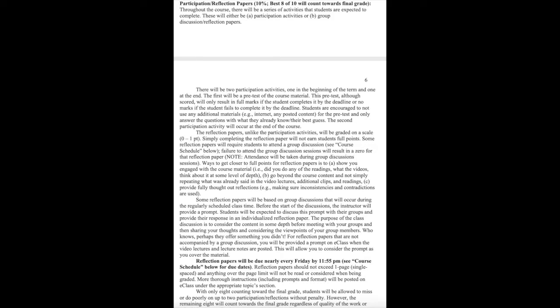Then you're going to display going beyond the course content. So not simply repeating what was said, but offering your own spin on it or your own understanding. And then lastly, provide some sort of fully thought out reflections. So this just means that you're not going to provide a bunch of words that have all these inconsistencies or contradictions within each other or the theory itself, and basically just coming up with something that's well thought out.